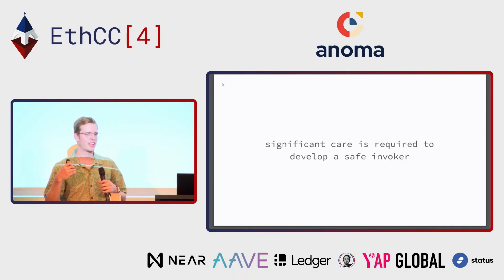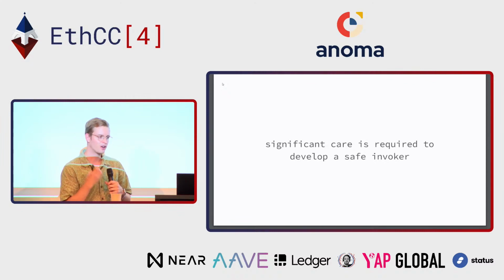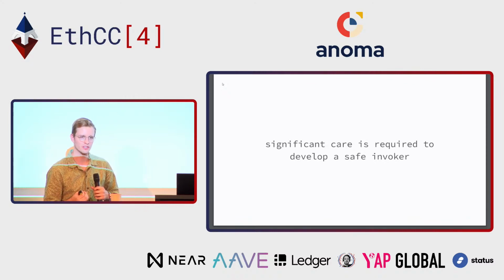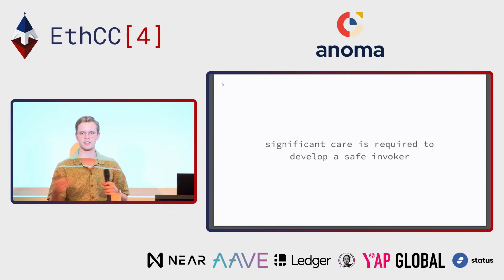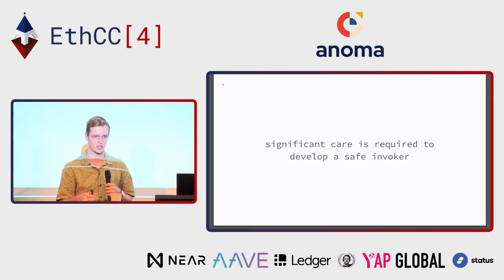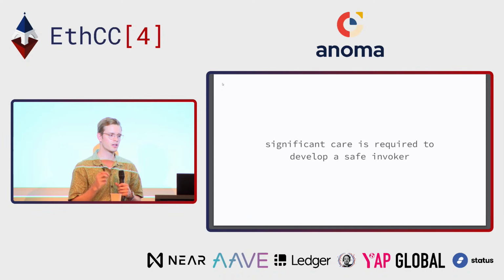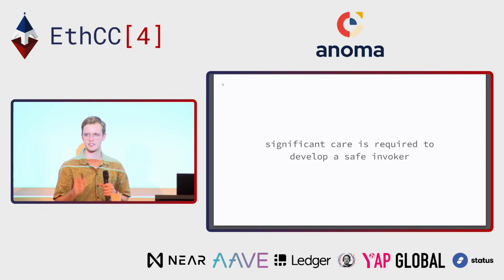It's important to understand how significant the care required to develop these things is. This is like developing a smart contract wallet, except not one that tens of thousands of users will use, but one that potentially every user on Ethereum might use. It's the kind of security care that went into the development of the contract for the beacon chain deposits.